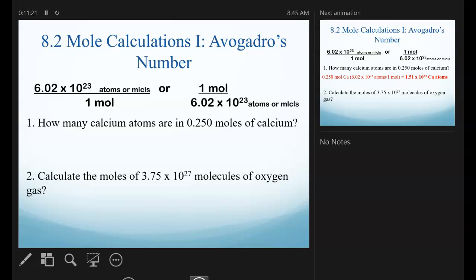4 point something times 10 to the 3. It didn't give it to me in scientific notation. Well, tell me what number it gave you. 6,222.